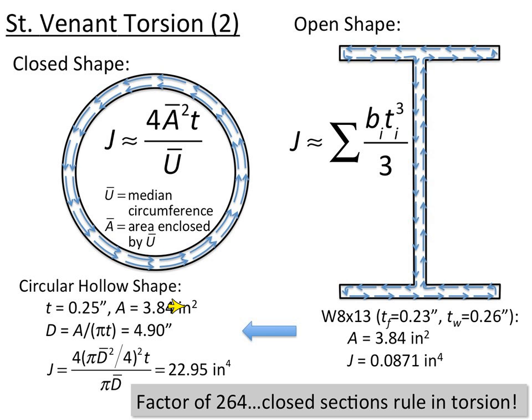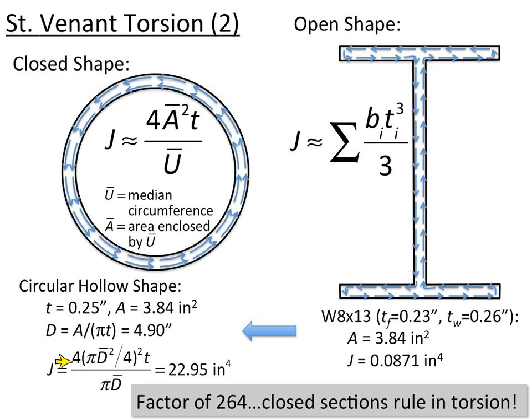So as far as material being used between the hollow shape and the wide flange shape, they have the exact same area. And if I have the thickness and the area, I can then back calculate the diameter. Once I've got the diameter, I can calculate using this equation up here, 4 times the area enclosed. Now again, this isn't the cross-sectional area of the tube, but the area enclosed within a line that runs down the middle of the tube all the way around.